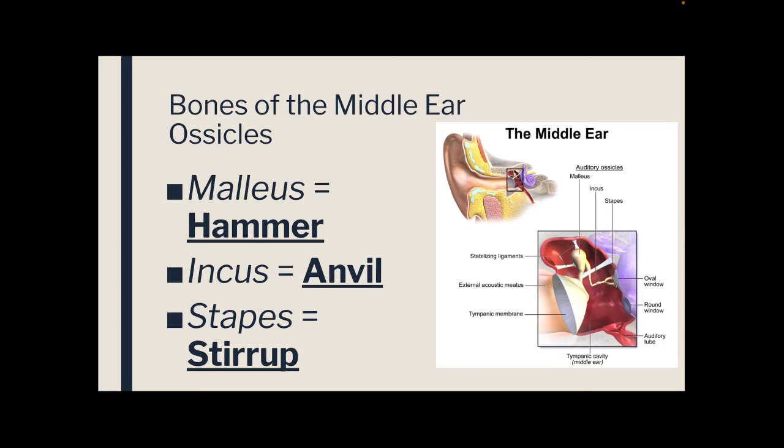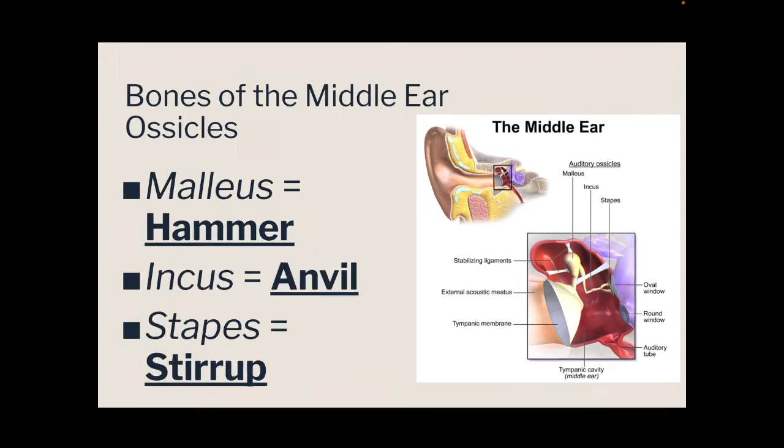One way to remember this is HAS, H-A-S: hammer, anvil, and stirrup. This will give you a clue as to how they're ordered. The hammer is going to be the first bone, closest to the eardrum, and then it's going to go more internal from the hammer, anvil, and stirrup. The stirrup is connected to the oval window.